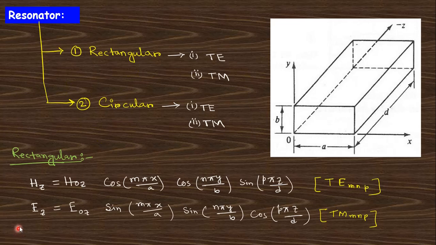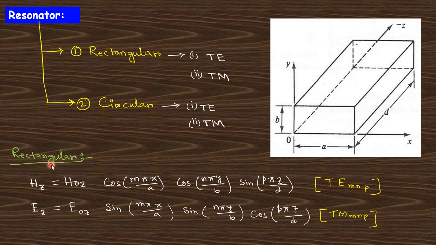What do we mean by resonator? If this is a rectangular waveguide, or you can take a circular waveguide, and the frequency matches, resonance means the input and output will match. If the frequency matches and the power transmitted is the maximum throughout this waveguide, then this will be called a resonator. In the rectangular waveguide there are two modes, transverse electric and transverse magnetic mode, and in the circular waveguide also transverse electric mode and transverse magnetic mode.